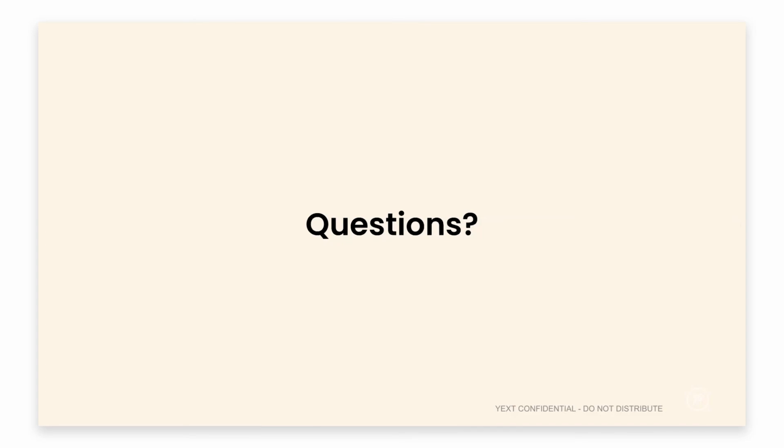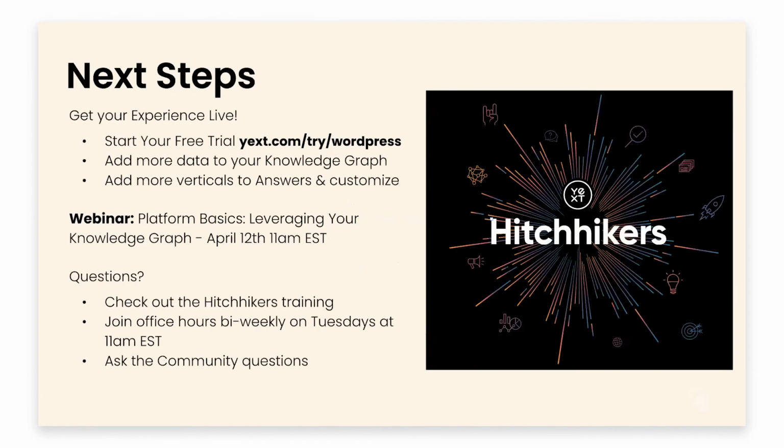I realized that we skipped over this next steps. And so just to give you one last overview of what we can do from here, we can, of course, get your experience live. So if you want to start your free trial right now, you can go to yext.com/try/WordPress, plug in that little bit of information, and your posts, your pages, your media will start coming in. But if you want to pull in anything else, you can do that. You can add more data to your knowledge graph, add more verticals to your answers experience and customize it, make the perfect search experience for you on your WordPress site.